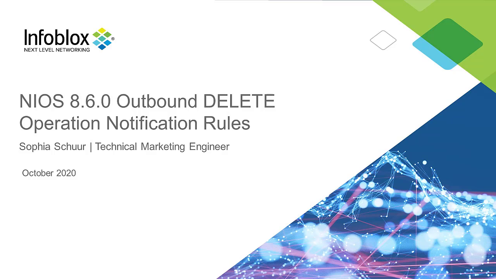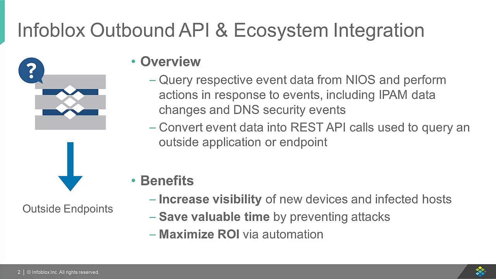Today, we are here to talk about some of the new features for the NIOS 8.6.0 release. This release features Outbound API notification rule support for deleting DNS zones, records, and discovery data. Let's get an overview of the Infoblox Outbound API and ecosystem integration.